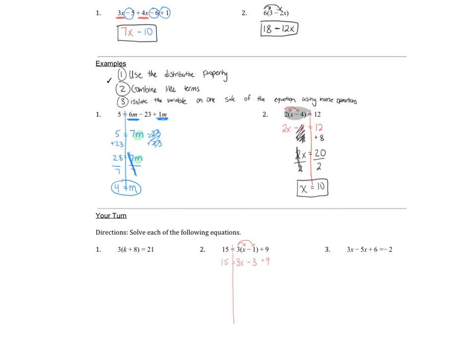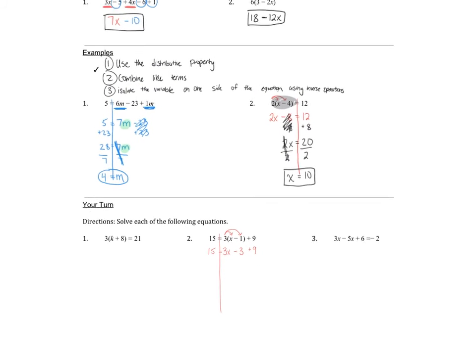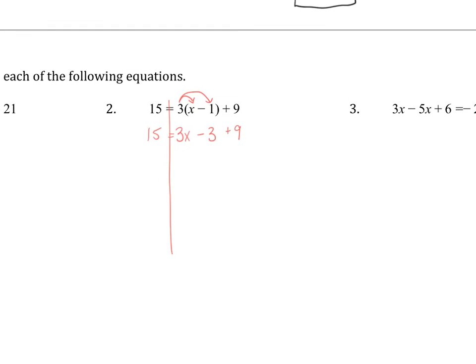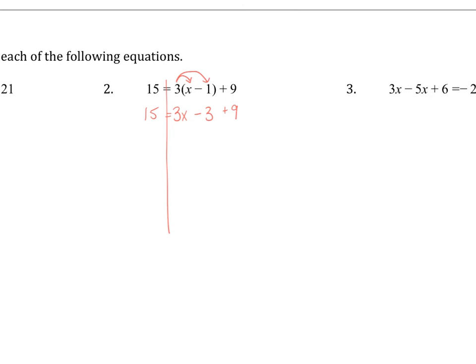After you distribute, you combine like terms. So let's see if we have any like terms on the same side of the equal sign. So I have this minus 3 and this plus 9. I'm going to want to combine those. So if I combine those, negative 3 plus 9, use your calculator if you need to, that's going to be a 6. Drop everything else down. That's a positive 6. So I am going to put a plus sign here because it's a positive 6. I'm dropping everything else down that I didn't deal with.